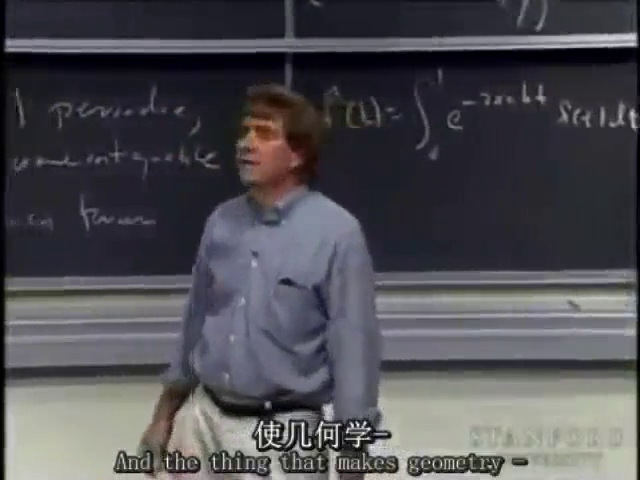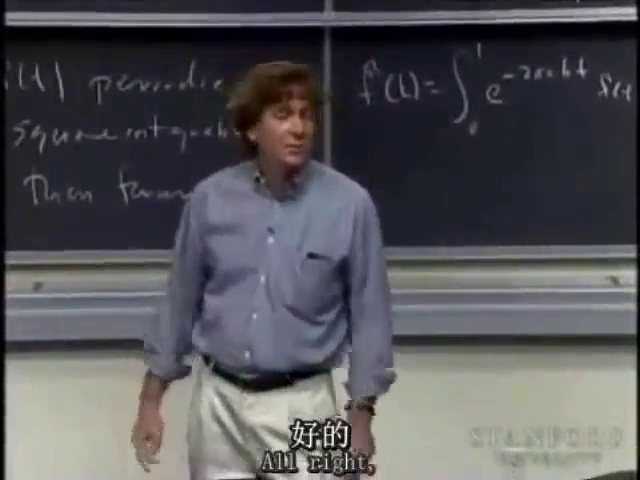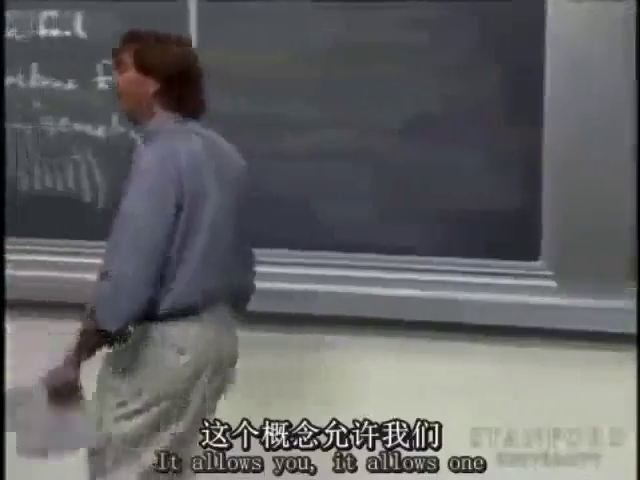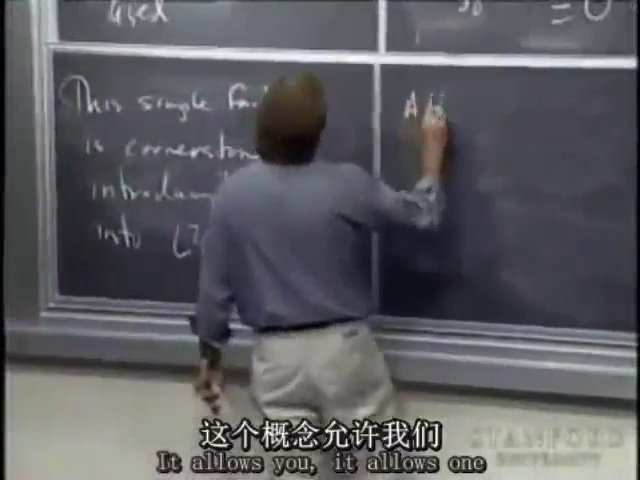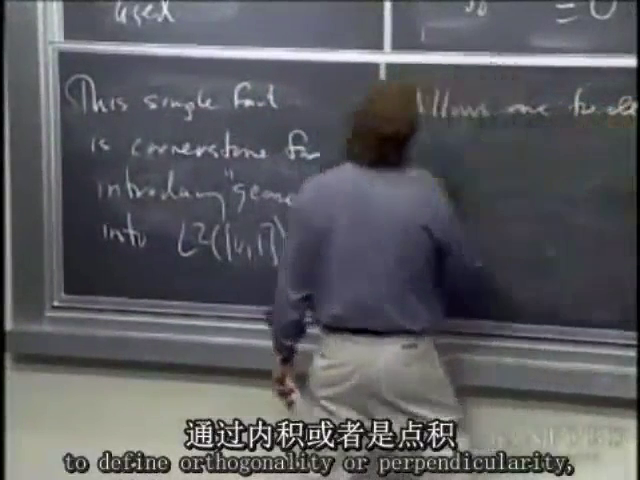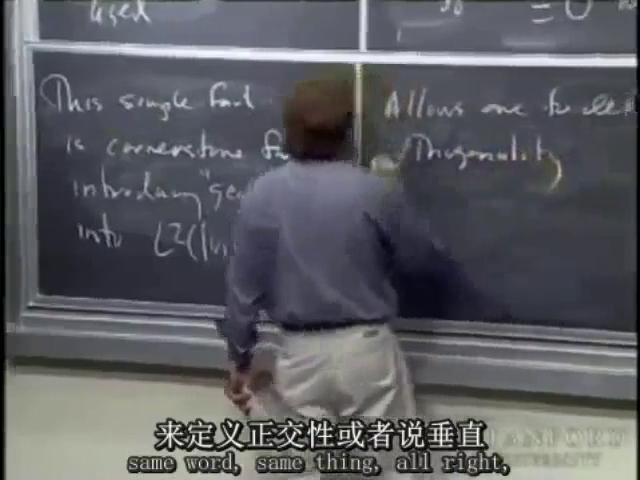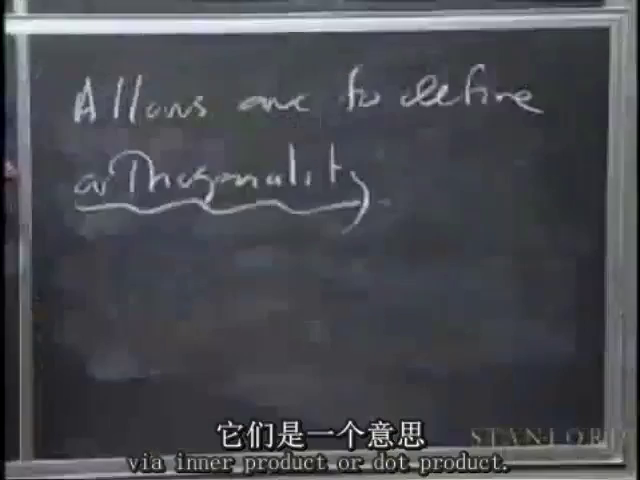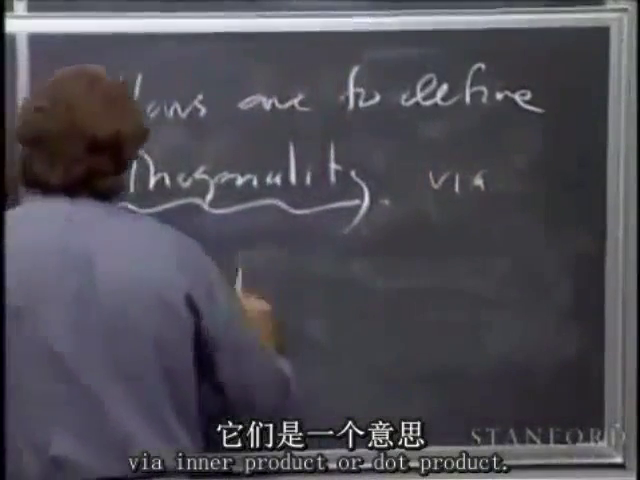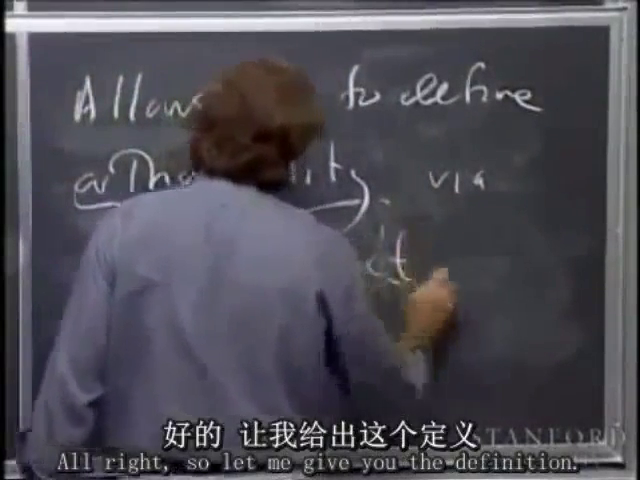And the thing that makes geometry geometry, as far as Euclid is concerned, is the notion of perpendicularity. That's one of the most important notions of geometry, and that's exactly what gets carried over here. It allows one to define orthogonality or perpendicularity. Same word, same thing. All right, via the inner product or dot product.